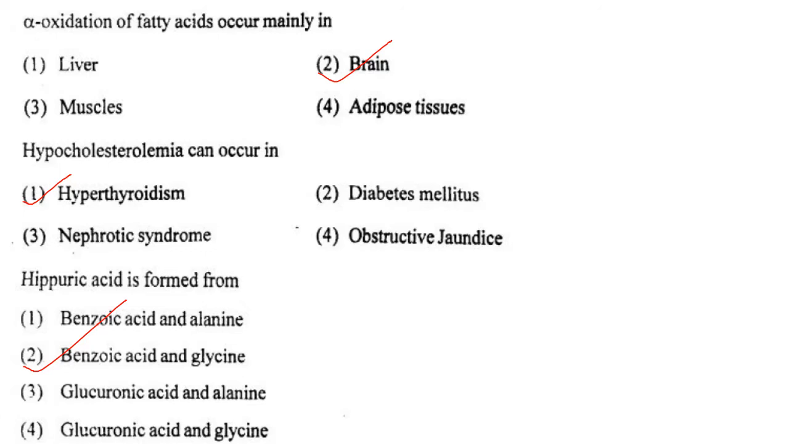Hypercholesterolemia can occur in: option 1, hyperthyroidism; 2, diabetes mellitus; 3, nephrotic syndrome; 4, obstructive jaundice. Answer is option 1, hyperthyroidism. Hippuric acid is formed from: option 1, benzoic acid and alanine; 2, benzoic acid and glycine; 3, glucuronic acid and alanine; 4, glucuronic acid and glycine.